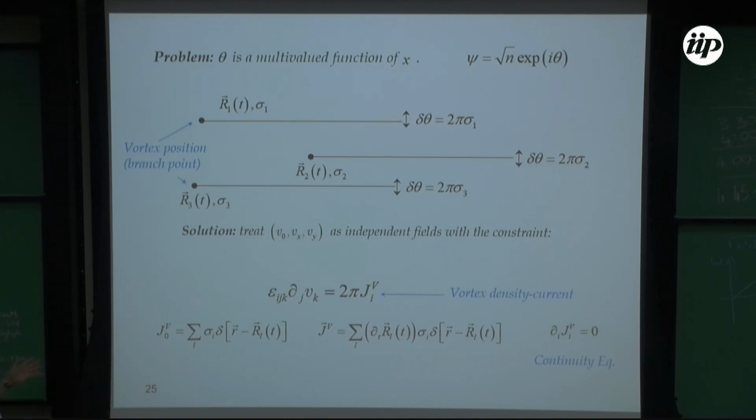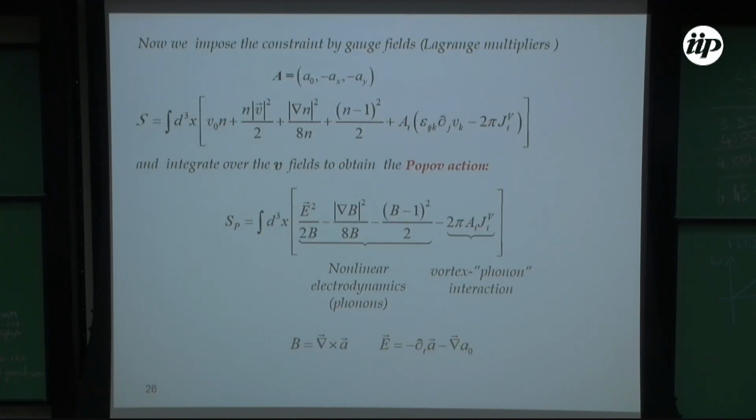Epsilon ijk is just the Levi-Civita tensor, the antisymmetric tensor, and in the vortex density, J0 is just the position of the vortices. Sigma is the vorticity charge, and the vortex current is again something like that, but multiplied by the velocity of the vortex. R is the position of the vortices. Okay, so then what you do is the following. You say, let's put this constraint in with Lagrange multipliers. I have three Lagrange multipliers because it is a vector equation: A0, Ax, and Ay. But now you can see that this action is actually quadratic in V, so I can integrate over V, and I get the Popov action.